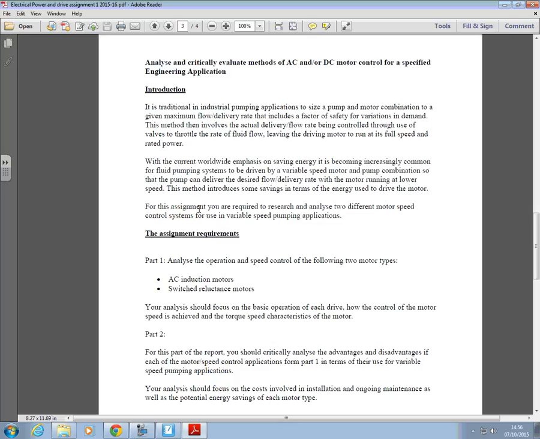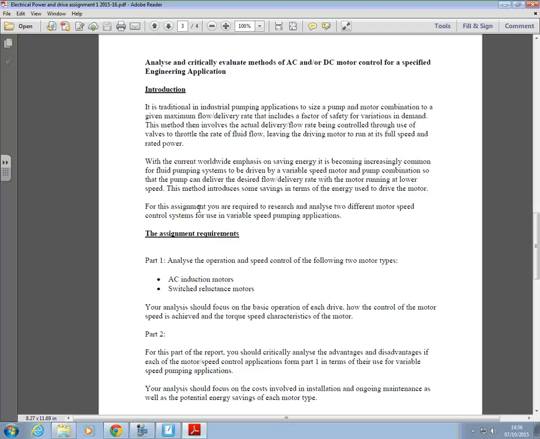Go out and find some independent stuff that supports what you say about induction motors, and go out there and see what you can find that will describe how switched reluctance motors work and how they could be speed controlled as well, to a similar level to what I've shown you. Make good use of diagrams. That will reduce the number of words you need to use. The analysis will focus on the basic operation of each drive, how the control of the motor speed is achieved, and the torque speed characteristics of the motor. So that's part one.